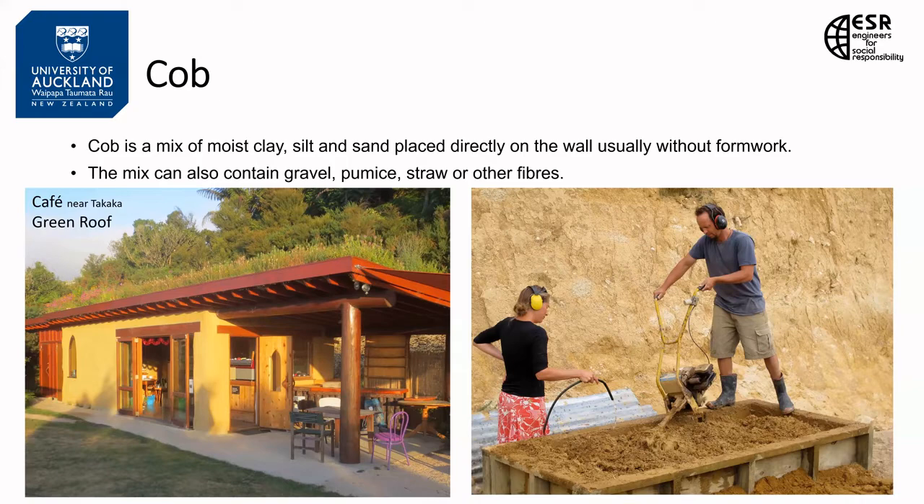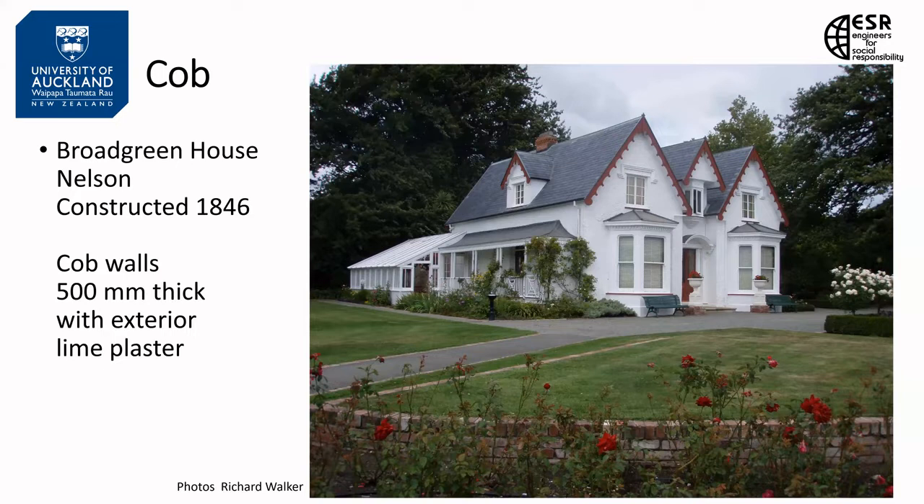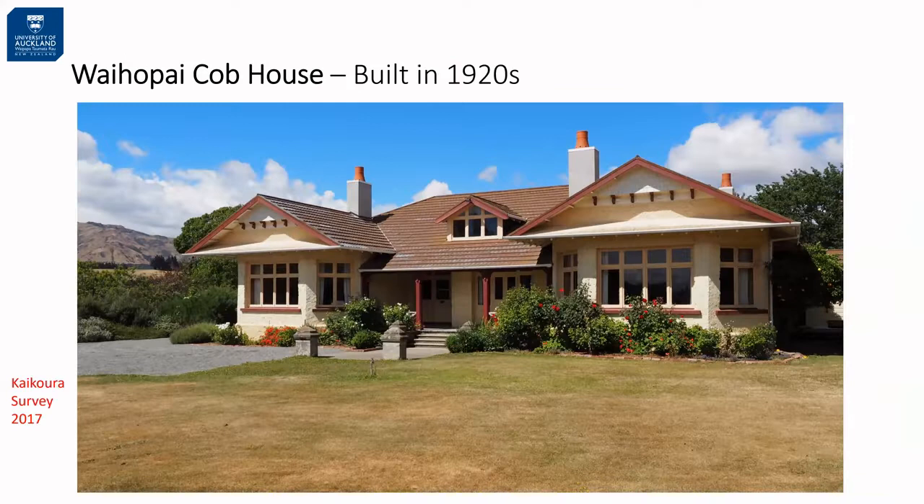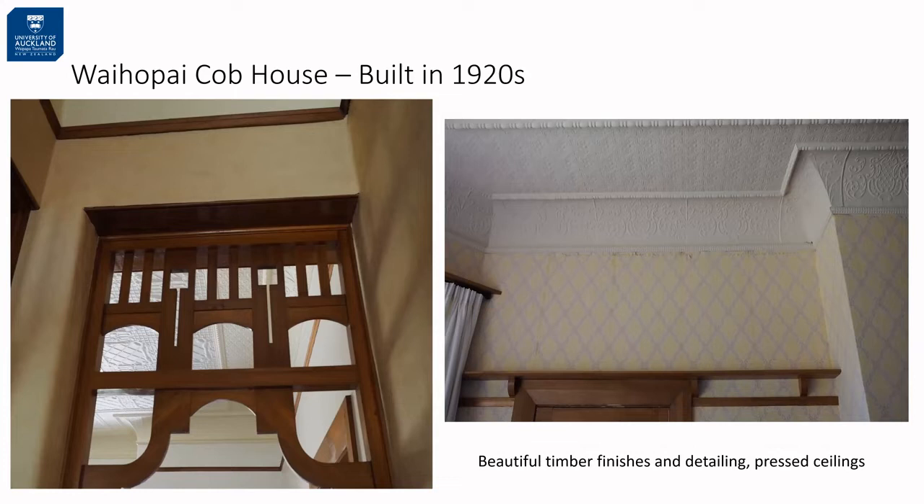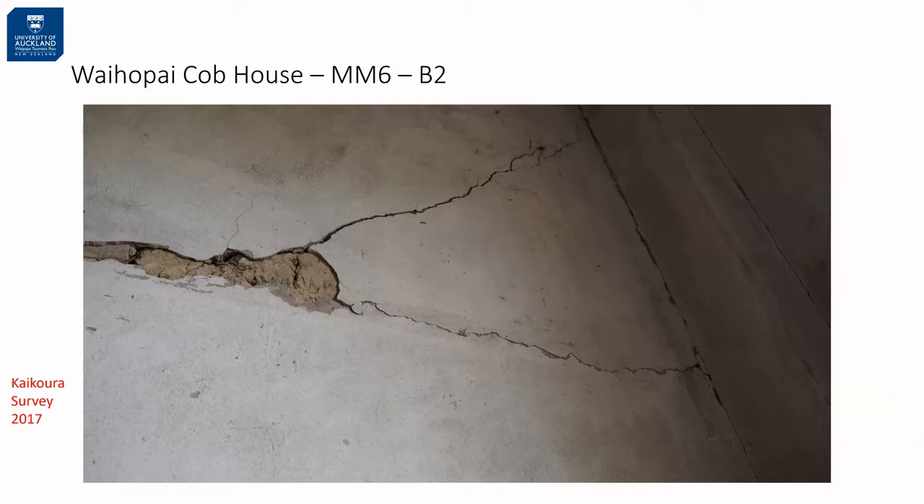This is Broad Green House in Nelson. And in our survey, we found a really beautiful high stud 1920s house that had minor damage from the earthquake. But when you look inside, it's got these very high studs, excellent detailing, pressed ceilings. And the damage was really quite moderate, but it was enough to cause quite a scare to the owner, and we're not sure of the status of that house.